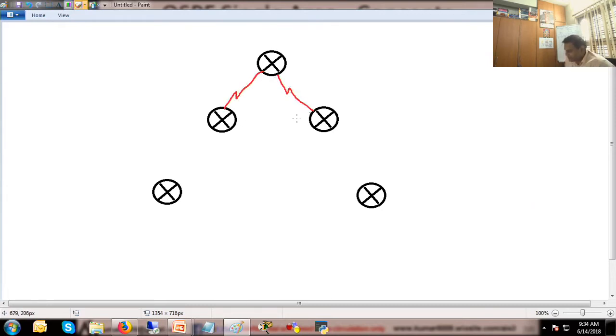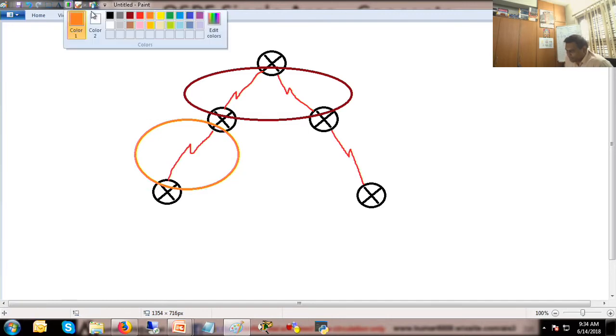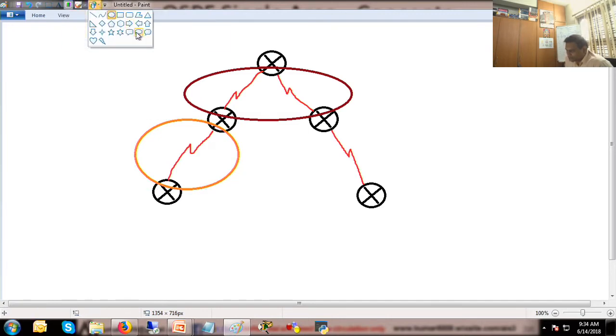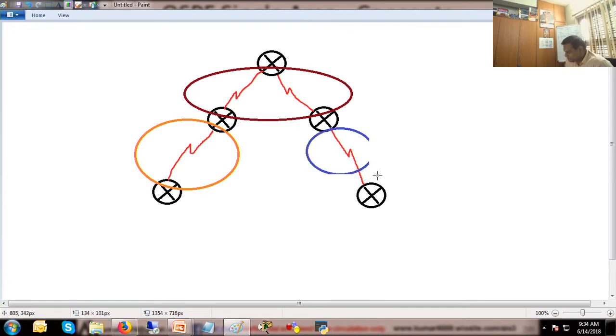The first terminology is called what? Areas. Okay, now I'm going to create an area. This is my area 0, or backbone area, and I'll create one more area. This is one area. I'll create another area. This is one area. So now we have three areas, right?